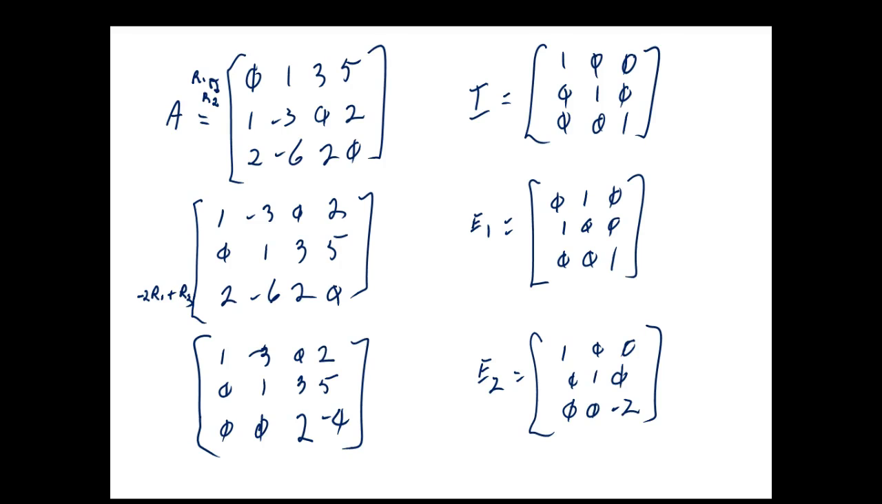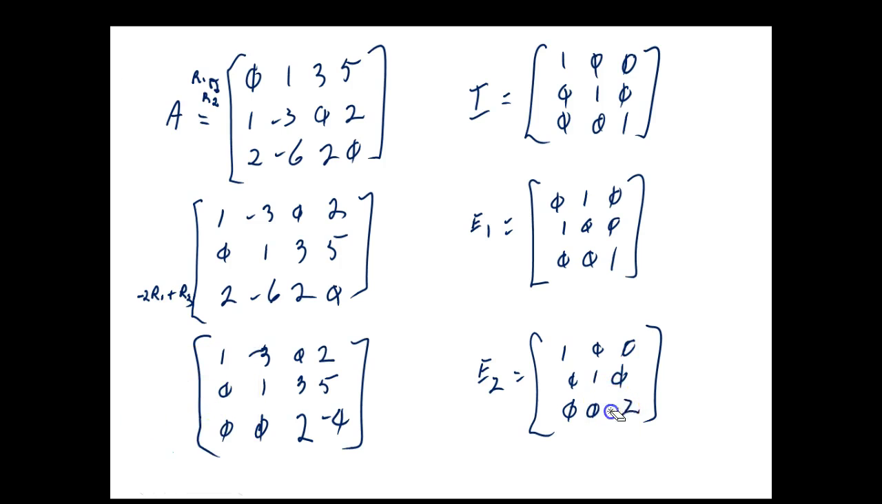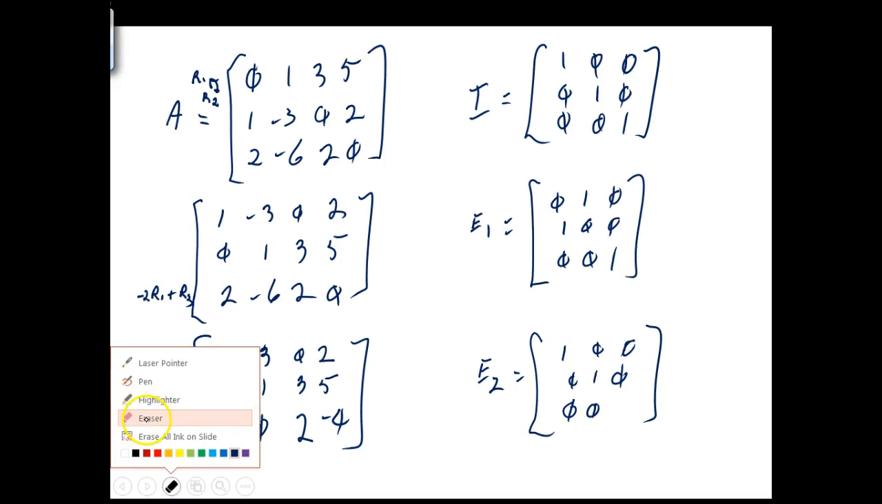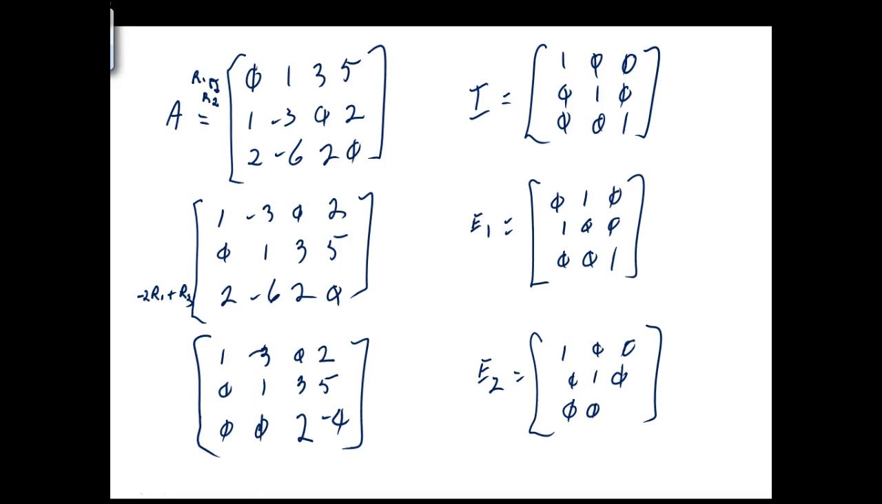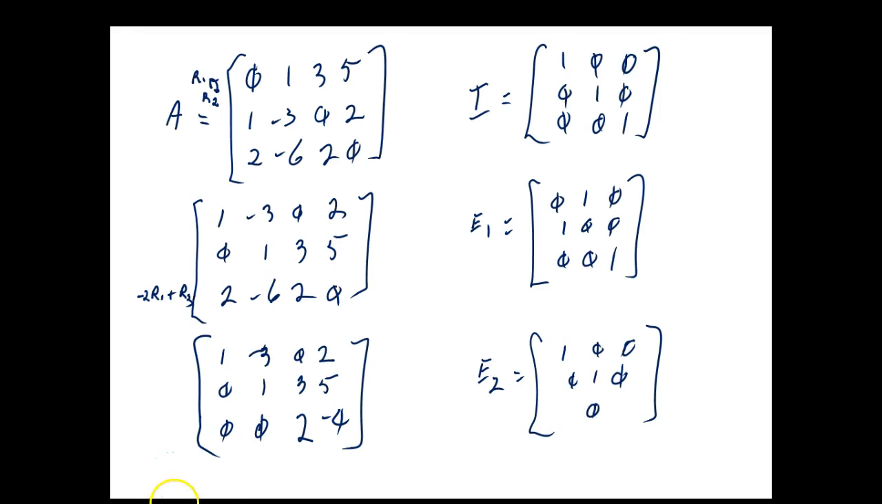Wait, I don't think we did that one right. It should have been negative 2, not 1. The bottom row is negative 2, 0, 1. Okay, so that's your E2.